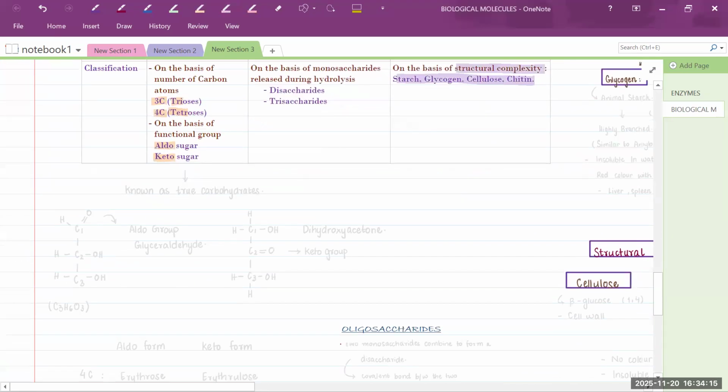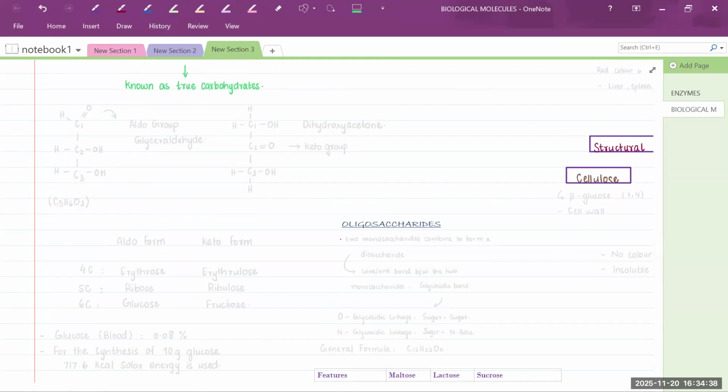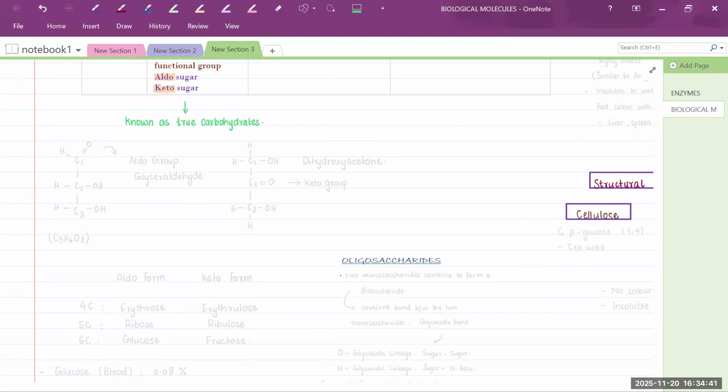Now, let's come back to monosaccharides and see this in detail first. Monosaccharides are also known as true carbohydrates. That's because they have one sugar unit only. Now we'll see. For example, I have a three carbon monosaccharide, and it is known as trioses. Now I will divide this on the basis of aldo and keto group.